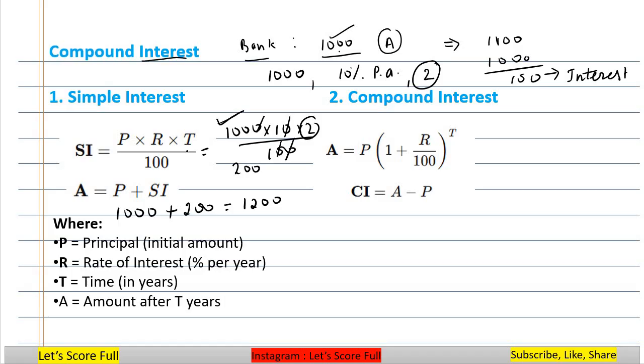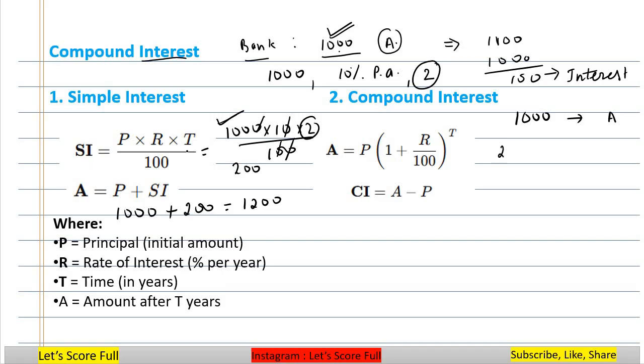What is compound interest? Obviously, compound interest is not simple. That is why it's called compound interest. Simple interest is this method. In compound interest, there is a compounding period. Compounding period means, suppose, taking the same example, the bank has given money to person A. And after 1 year, whatever interest has accumulated will get added to the principal. Here I'll explain. Suppose for the 1,000 rupees, after 1 year, 100 rupees was interest.